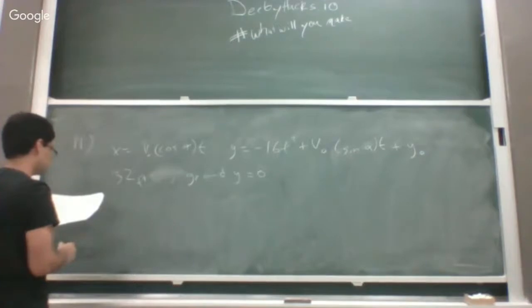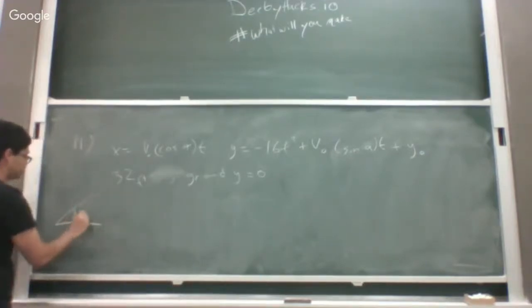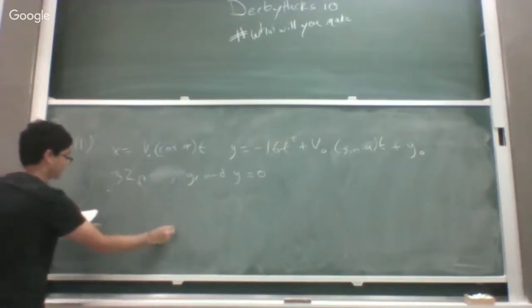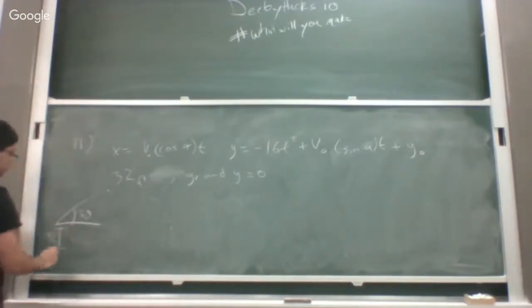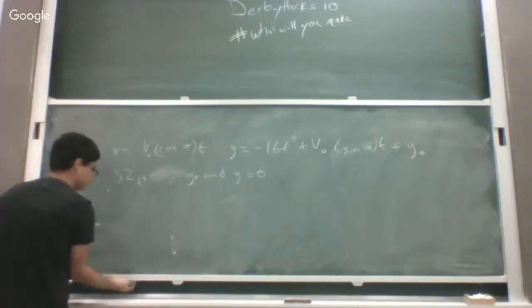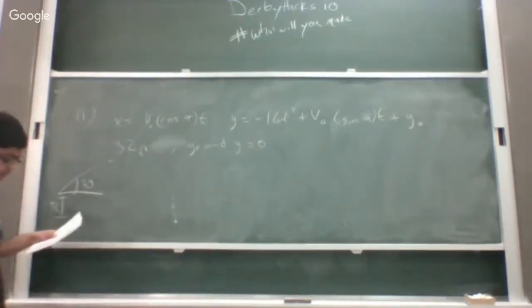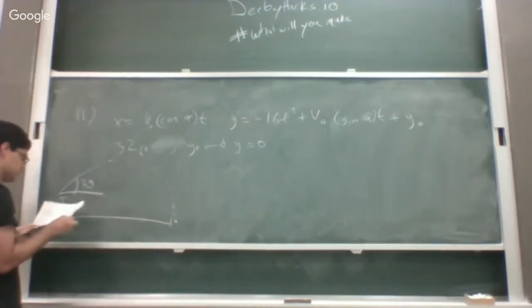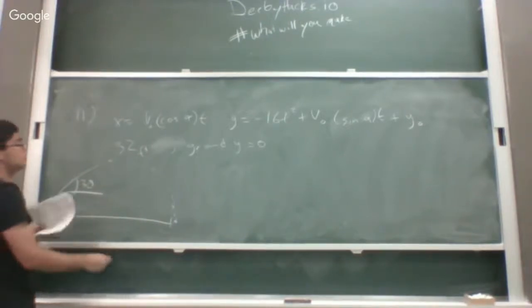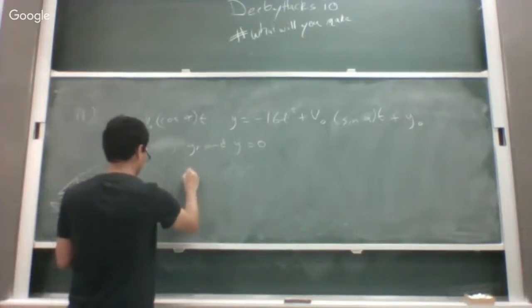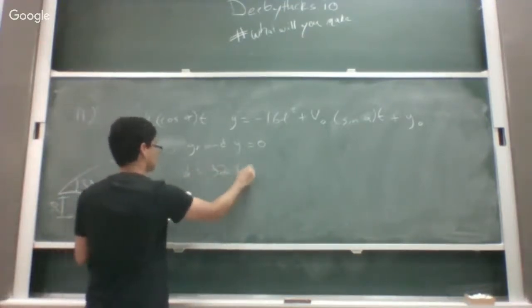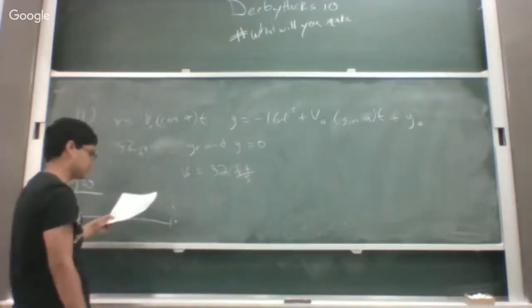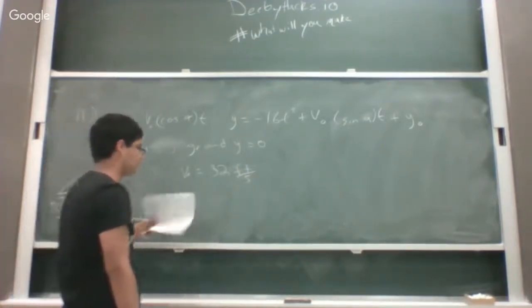It's thrown upward relative to the horizontal at an angle of 30 degrees. So it'd be something like that, and this would be 32, and the ground would be here. Find x, the horizontal displacement, where the ball strikes the ground. v naught is 32 feet per second, the initial velocity it's thrown at. And then we have to find the time of flight as well.